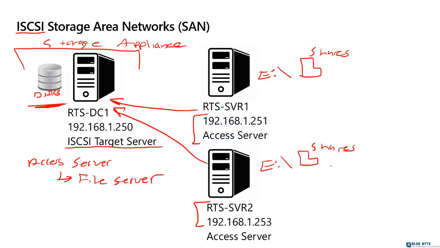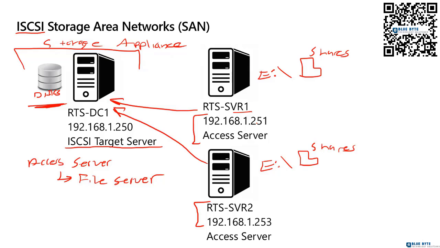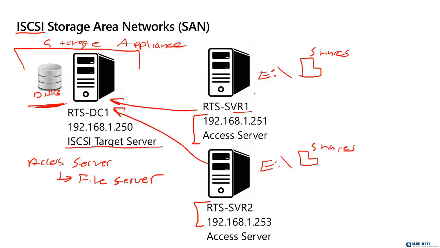But any SAN you see works that way. You're going to have a back-end appliance and you just have front-end servers that it actually connects to. If you were an end user or even an administrator, and if you logged into RTS serve 1, you would just believe this is a locally attached drive, this E drive on your server, but really it goes back to that storage area network.